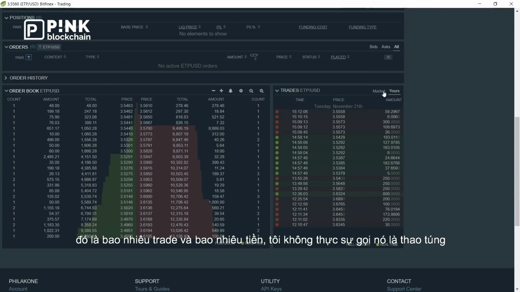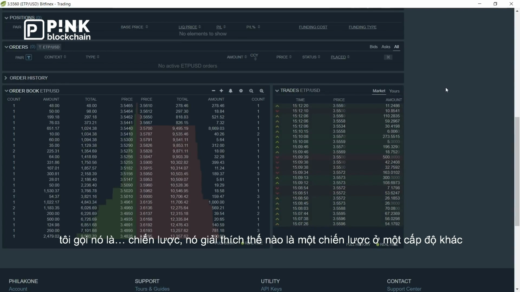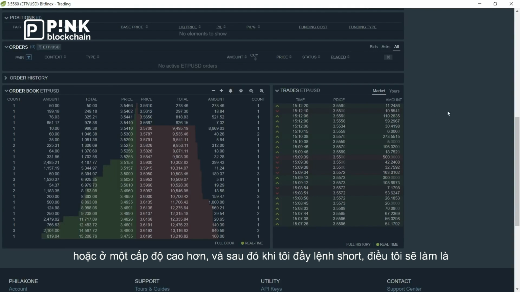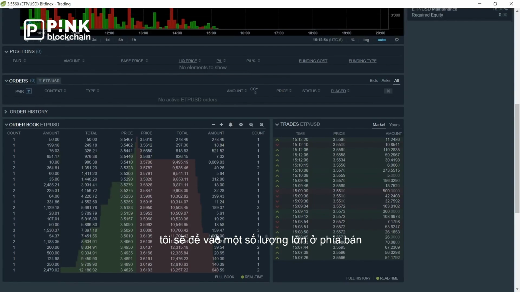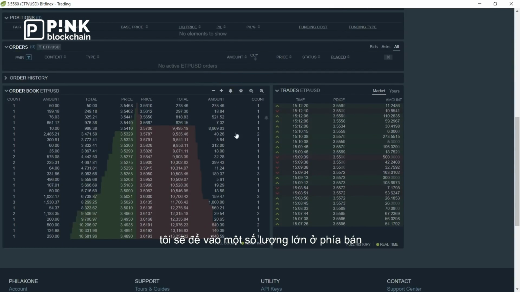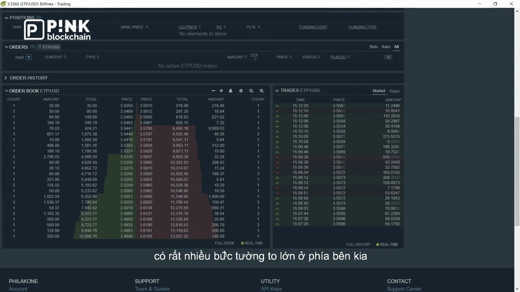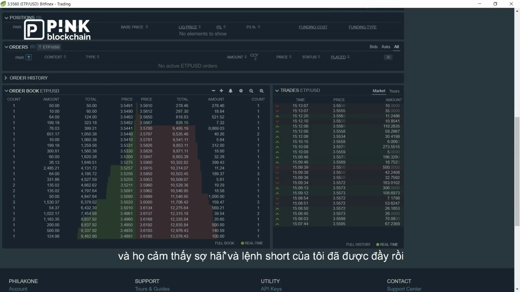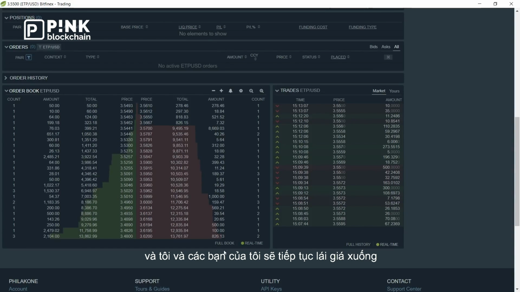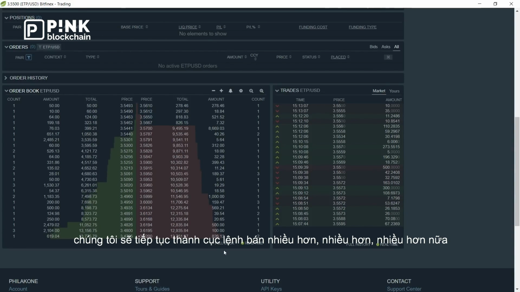I wouldn't really call it manipulation. I'd call it more so strategy. This is what strategy is at a different level, right? Or on a higher level. And then after they fill up my short order, I will also put up a large amount on the sell side, right? And then people are like, oh crap, what do I do? There's massive walls now up on the other side. And then they get scared. And my short orders are already filled, and my friends and I will keep driving the price down, right? We'll keep stacking up more and more sell orders.